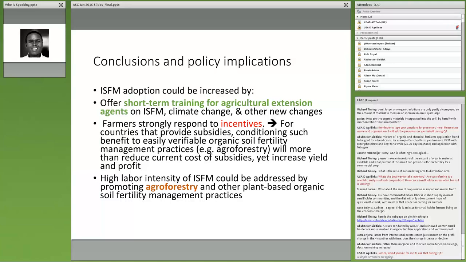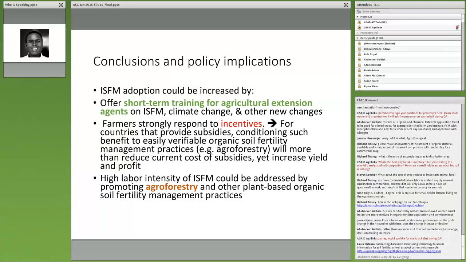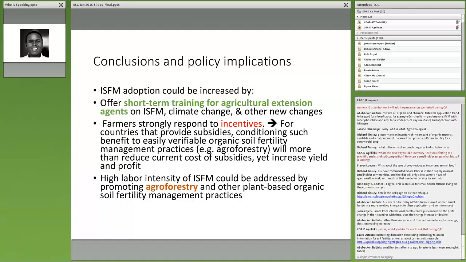Now, I talked in the beginning that ISFM is labor intensive, but agroforestry is not as labor intensive as the manure that I'm talking about. You plant the trees in one year, you're done. You're not going to be hauling manure again. And the studies have been showing that you can cut by more than 50% if you plant what they call the fertilizer trees, the leguminous trees that have fixed a lot of nitrogen. So this is something which is good.